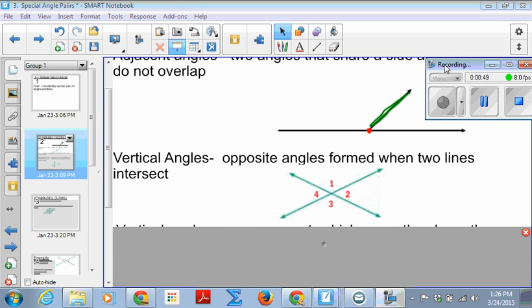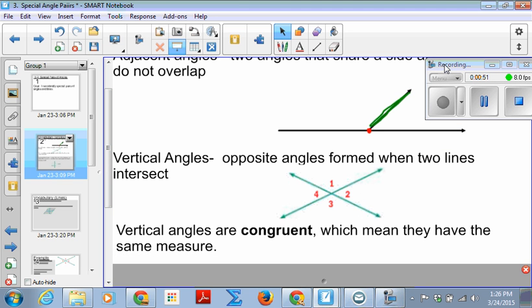So you can tell we've got vertical angles right here. 1 and 3 are vertical because they're opposite from each other. And then we have 4 and 2, which are vertical. Those are opposite from each other. Vertical angles are congruent, which means they have the same measure.